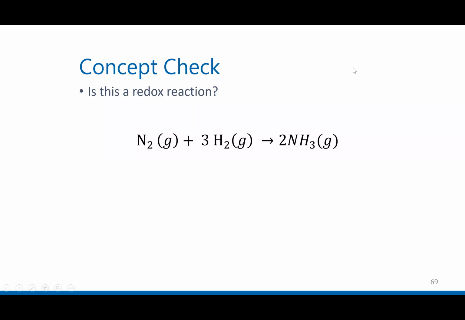All right, so welcome back. This is a pretty straightforward question in the sense that it's just asking you to figure out, is this a redox reaction?